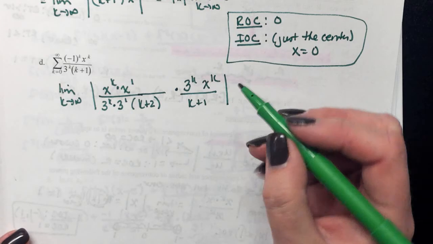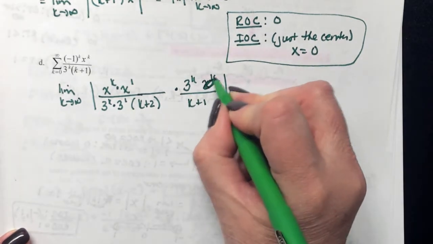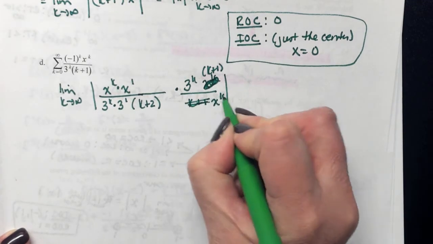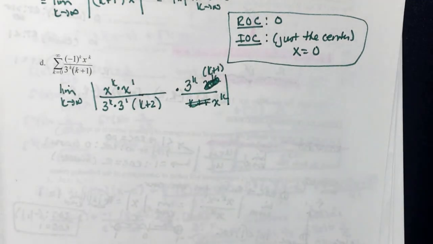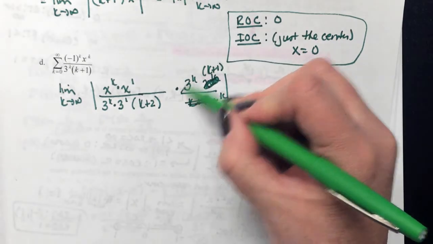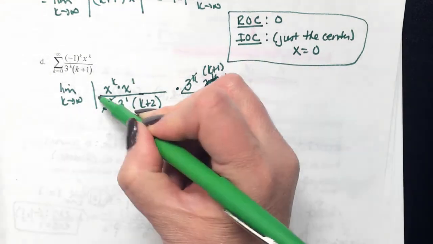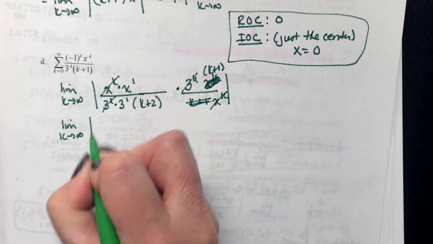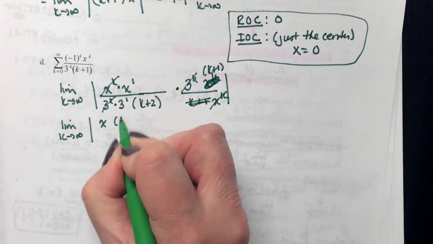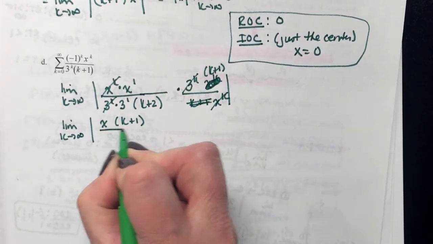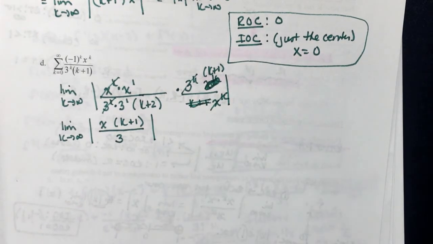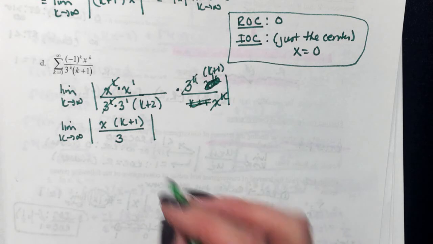Oh my God, wait a minute. I mixed this up. I started with the reciprocal and then went back to the original. So I can cross cancel this 3 to the k, cross cancel the x to the k. So I have the limit as k goes to infinity, the absolute value of x times k plus 1 all over 3, and the k plus 2 on the bottom.